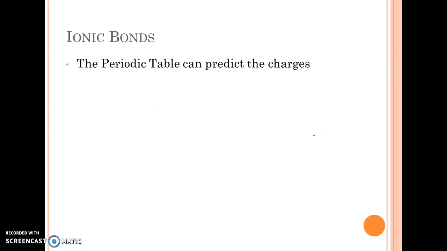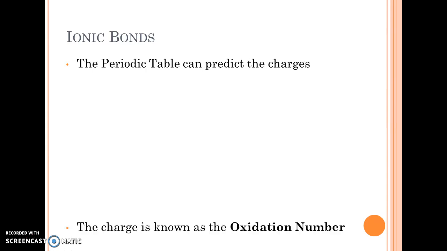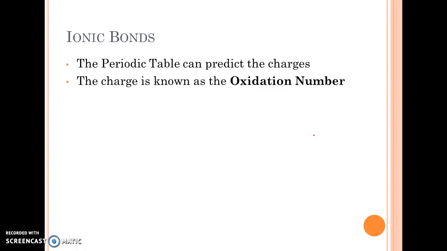Your periodic table can be very useful. It's going to be your best friend this semester in chemistry class. The periodic table can actually help you predict charges. This charge is what we call an oxidation number. Sometimes instead of oxidation number, you might see oxidation state, but they're the same thing. Okay, so I would jot that down. Oxidation number and oxidation state are relatively the same thing.